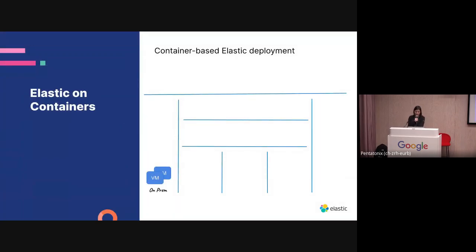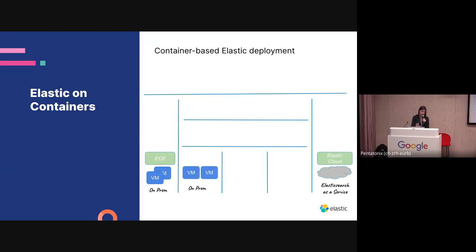To put Elastic on containers, as I mentioned, you can go to Elastic Cloud Enterprise, which comes with its own orchestration mechanism. It is also based on containers, but it's not based on Kubernetes, and that's usually used on-prem. On the opposite side, you have Elasticsearch as a service in Elastic Cloud, as a fully managed service.